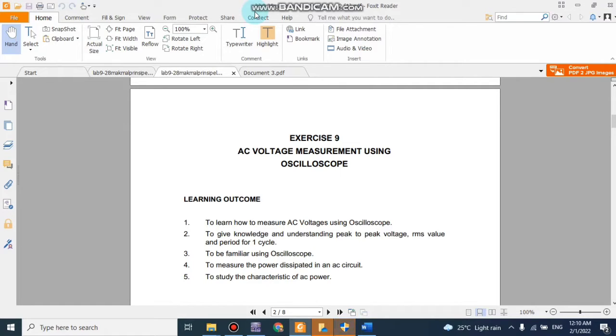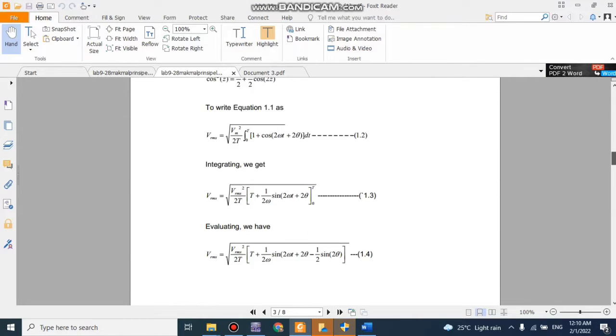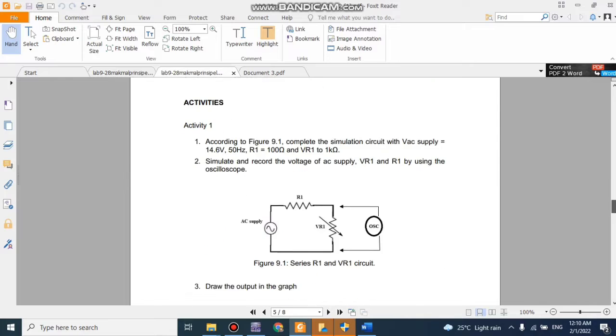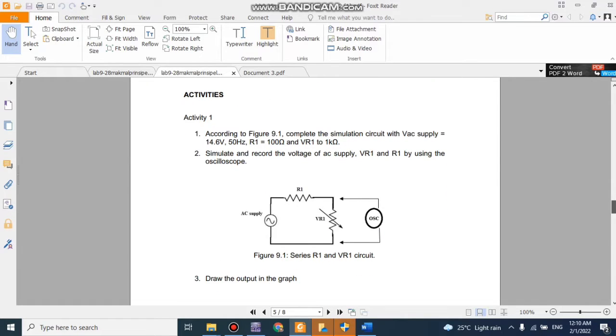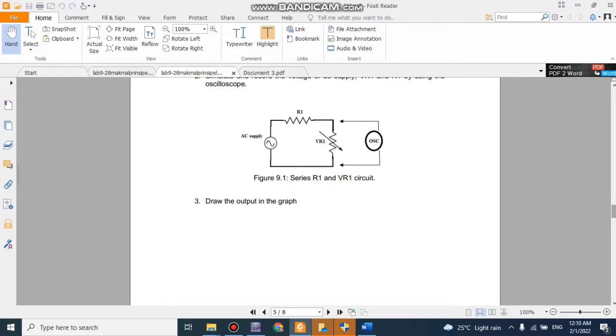My metric number is CE190208, and today this is our last lab from section 4 group 3, exercise 9, AC voltage measurement using oscilloscope. And I'm going to present about exercise 1, activity 1. Activity 1 is about series R1 and variable resistor R1 connected with oscilloscope. And I'm going to show the output graph for VAC supply, VR1 and VVR1.